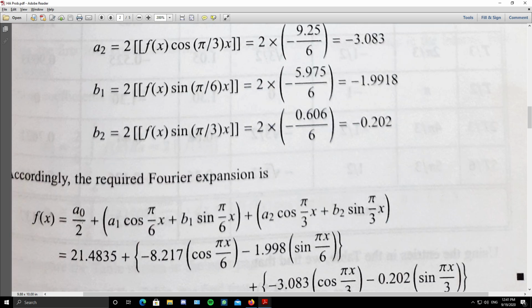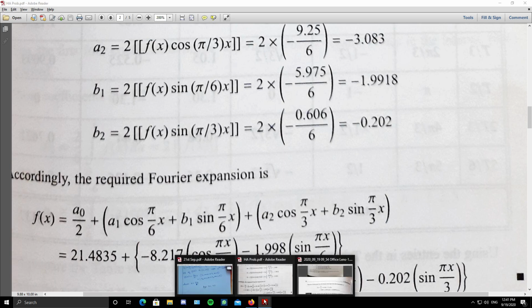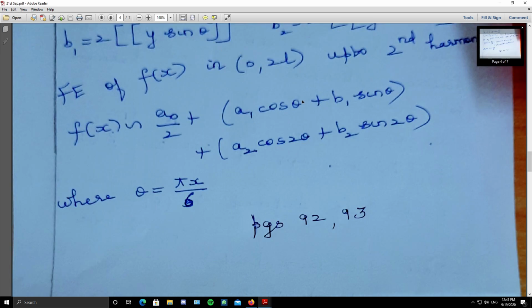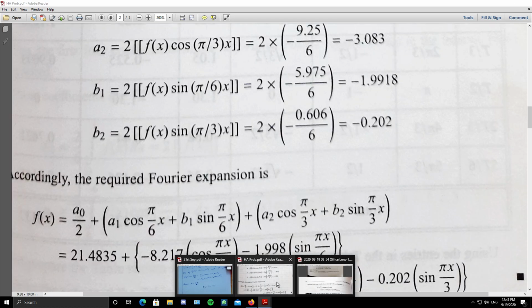Then we have written the Fourier series up to the second harmonic. This is the first harmonic, this is the second harmonic. So what is pi x by 6? It is the same as theta. Pi x by 6 is the same as theta. What is theta? Pi x by 6. That's what is written here.